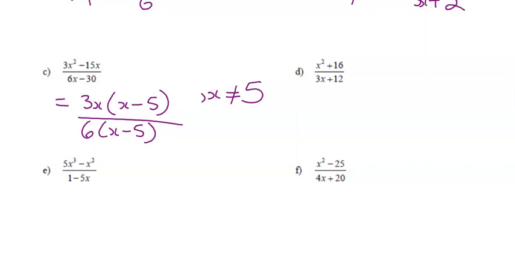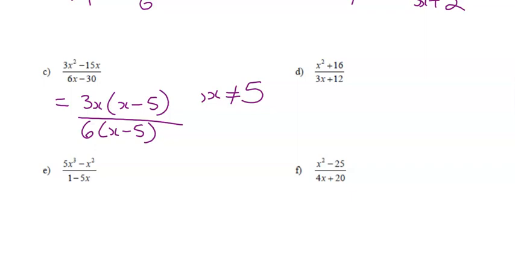Yep. Then state the restriction from the factored form of the denominator. It's only the denominator, right? We don't care if x is 0 here. X can be 0. That's fine. We'll just end up with 0 divided by negative 30, which is fine. That's just 0.